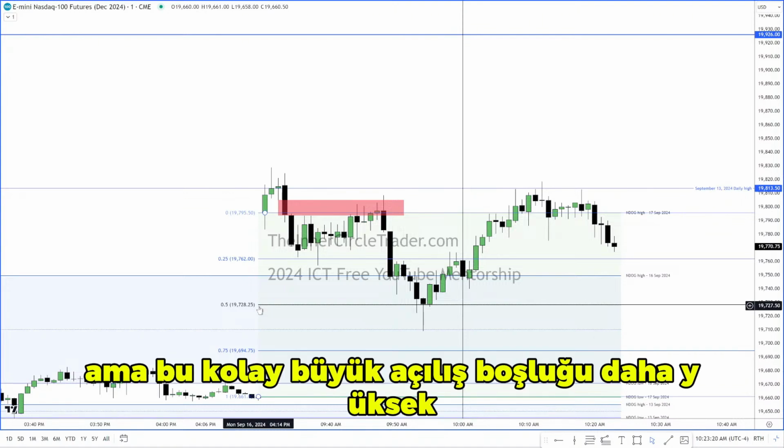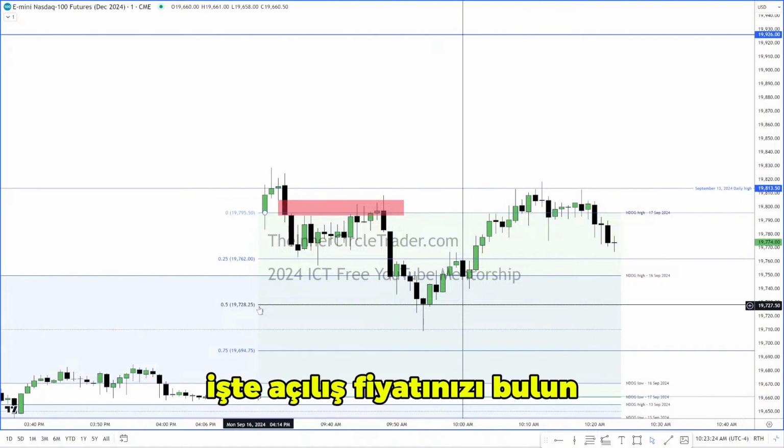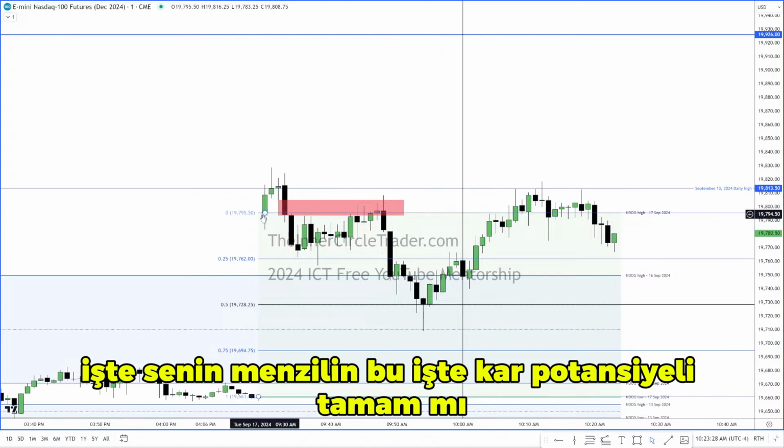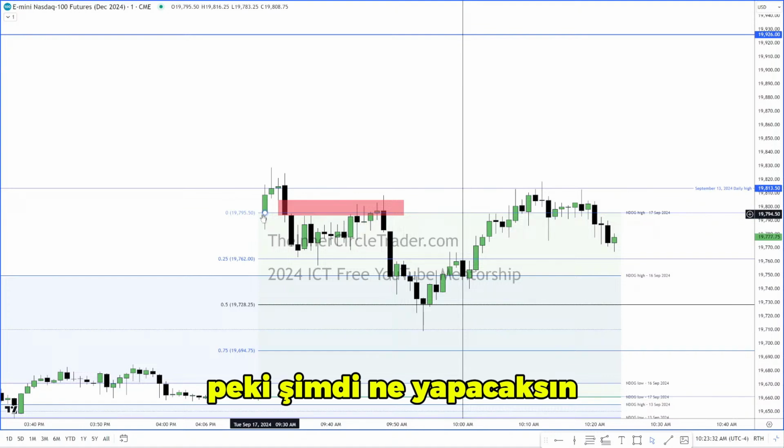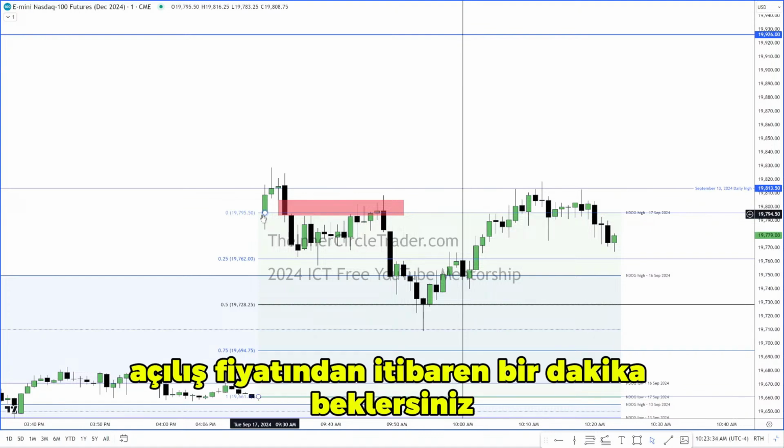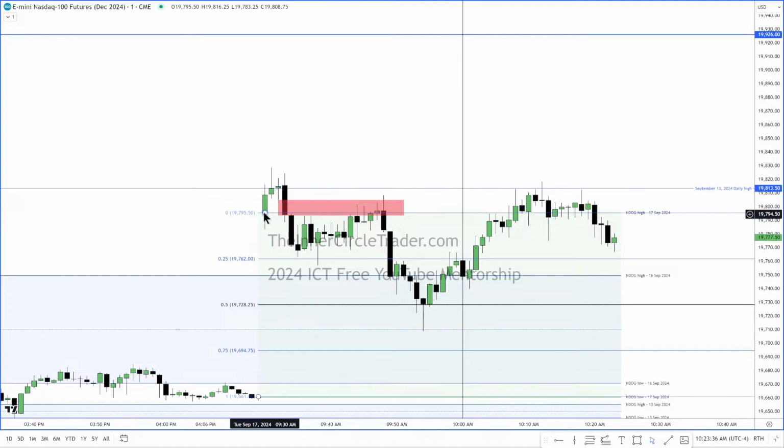But this is easy. Large opening gap higher, wonderful. Find mid gap. There it is. Find your opening price. That's your range. That's the profit potential, okay? So now what do you do? You wait. In 1 minute from the opening price, you can take your time.